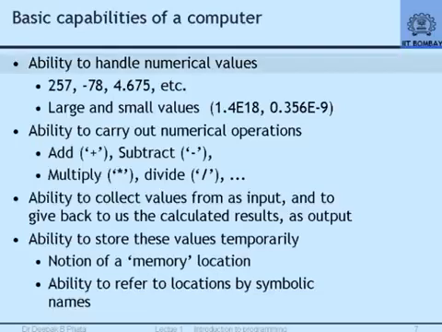Ability to handle numerical values. You all agree that it should be able to handle numerical values? The first line shows how you typically write numerical values. So, 257, minus 78, 4.675, familiar way of writing numbers? Fine. So, that is how you write numbers. But large and small values are written differently. So, how many of you are familiar with this notation? 1.4 E18 or 0.356 E minus 9. Have you come across this? No. Yeah. So, this is called an exponential notation.